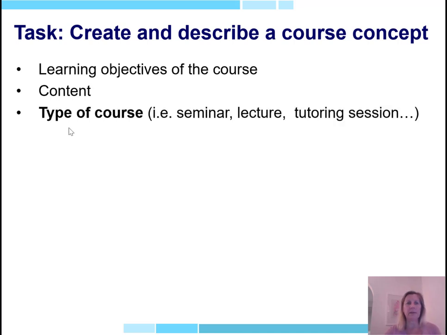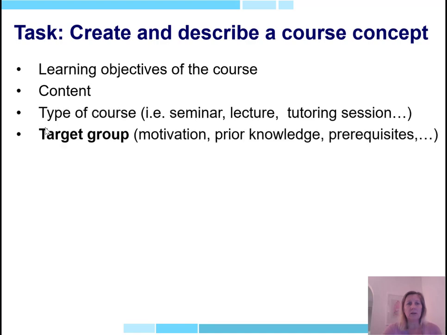And then the next thing is the type of course. Is it a seminar or lecture or a tutoring session or maybe a lab? So include please what kind of course you have. So this also helps us to understand.